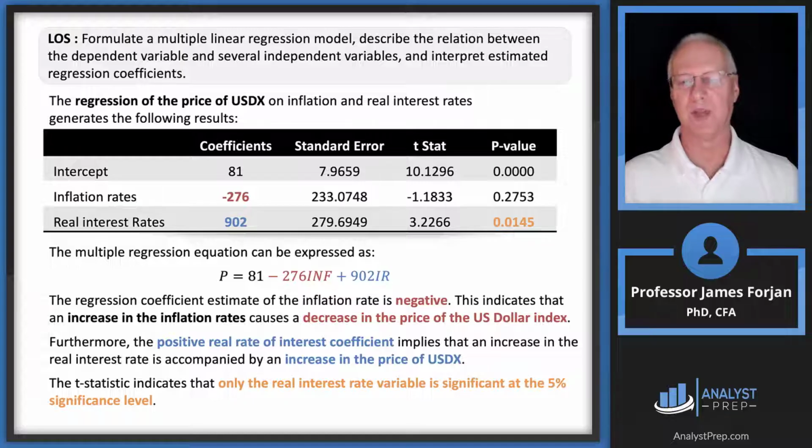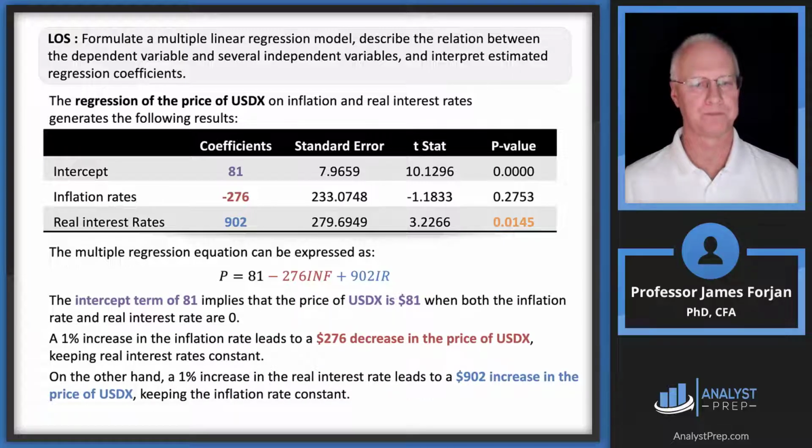And so, what's the standard? The standard is a p-value of less than 5%. And that's if we want 95% confidence. I mean, we could say we want 97.5% confidence or 99% confidence, or we could say something crazy like we want 50% confidence. I'm not sure if that would be anything reasonable, but we could say that. So there's that last sentence down there. Only the real interest rate variable is significant at the 5% level. There we go.